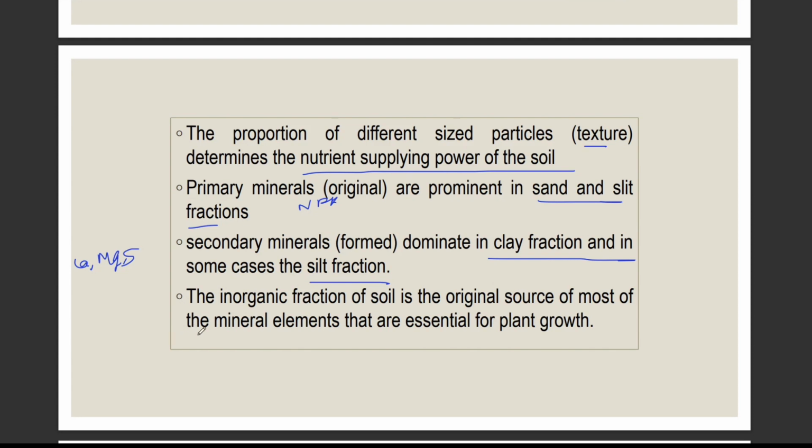After that, the inorganic fraction of the soil is the original source of most of the mineral elements that are essential for plant growth. So that is another thing. This part is not very important. You can just exclude these things, only this page, okay.